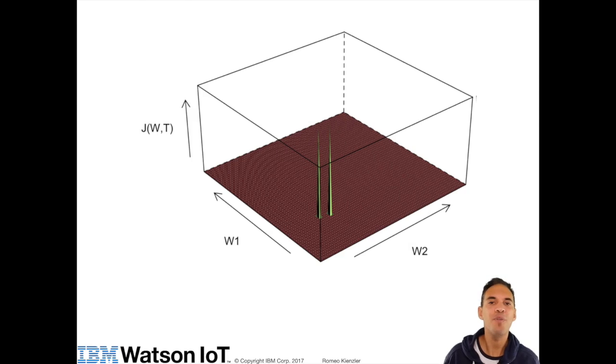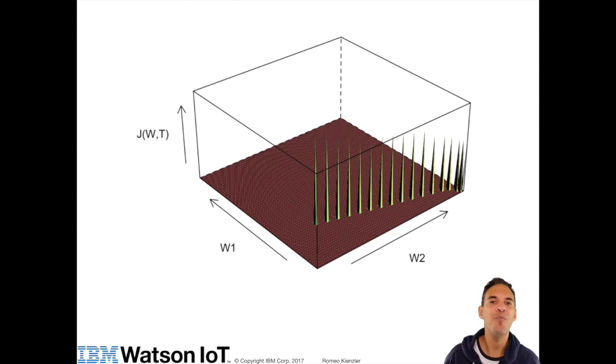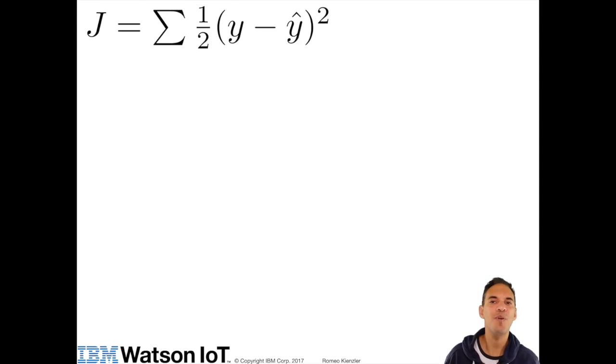We then could climb down the ladder one step after another until we reach the optimal value. This method is called gradient descent, and with all its variants, it's the de facto standard for neural network training. So how does this work? Let's have a look at our cost function J.